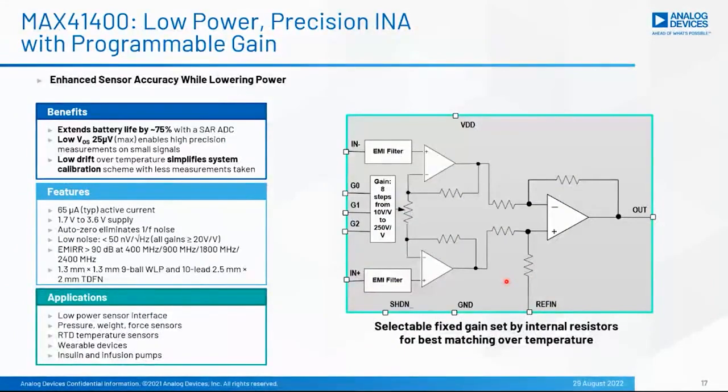Here are some of the benefits for MAX41400. It enables the usage of SAR ADC and extends battery life approximately by 75%. It is a low power device with an active current of only 65 microamps and comes with a shutdown option. The built-in EMI filters, auto zero feature, and programmable gain option reduce system size and BOM cost.